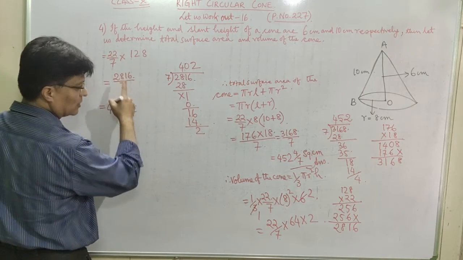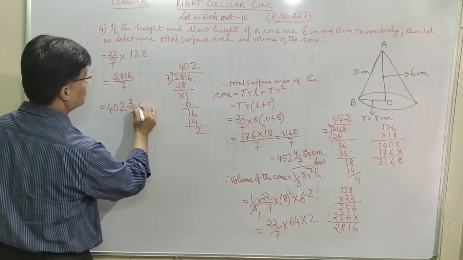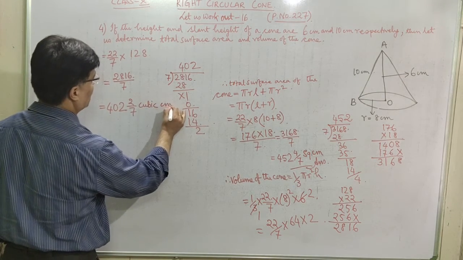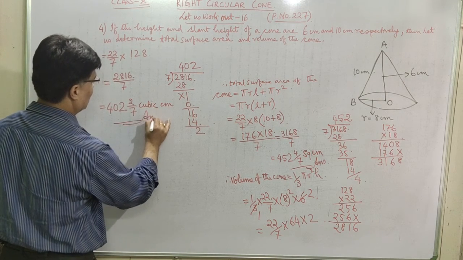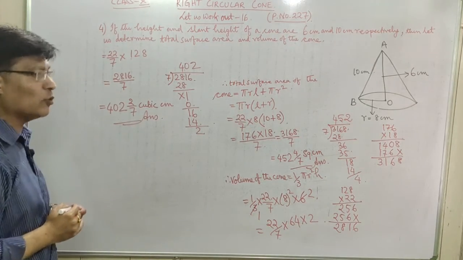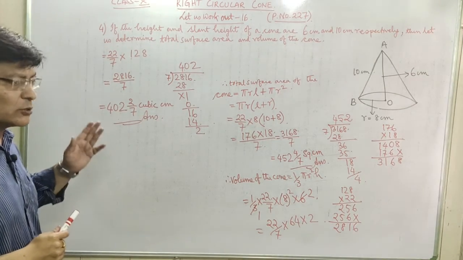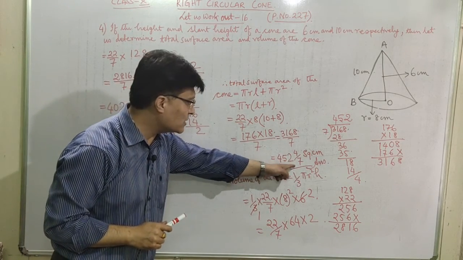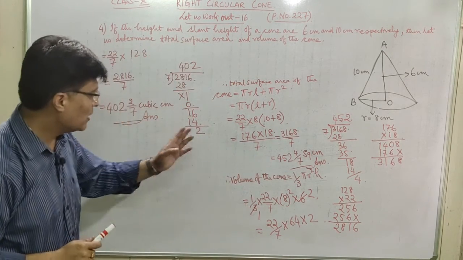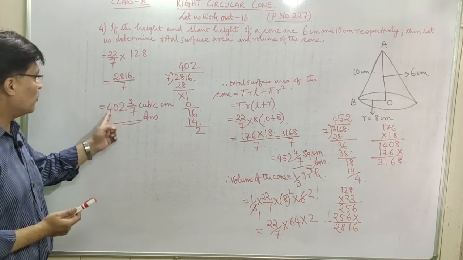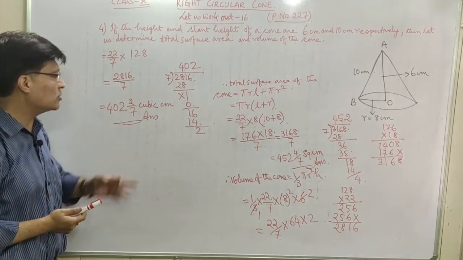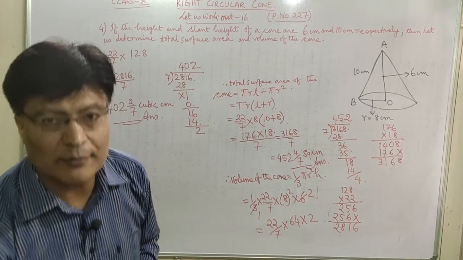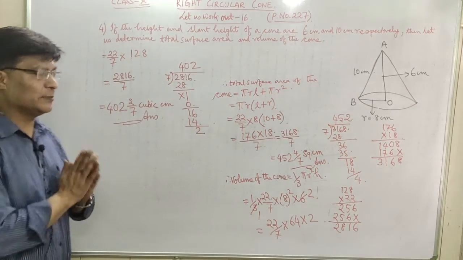What is the unit out here? This is the volume. Volume means cubic. Cubic what? Cubic centimeter. So this is the final answer. So this is the volume of the cone. What was the total surface area of the cone? It is 452 whole number 4 by 7 fraction square centimeter. And what is the volume of that cone? It is 402 whole number and the fraction is 2 by 7 cubic centimeter. So I think you have understood it. So you can copy it.